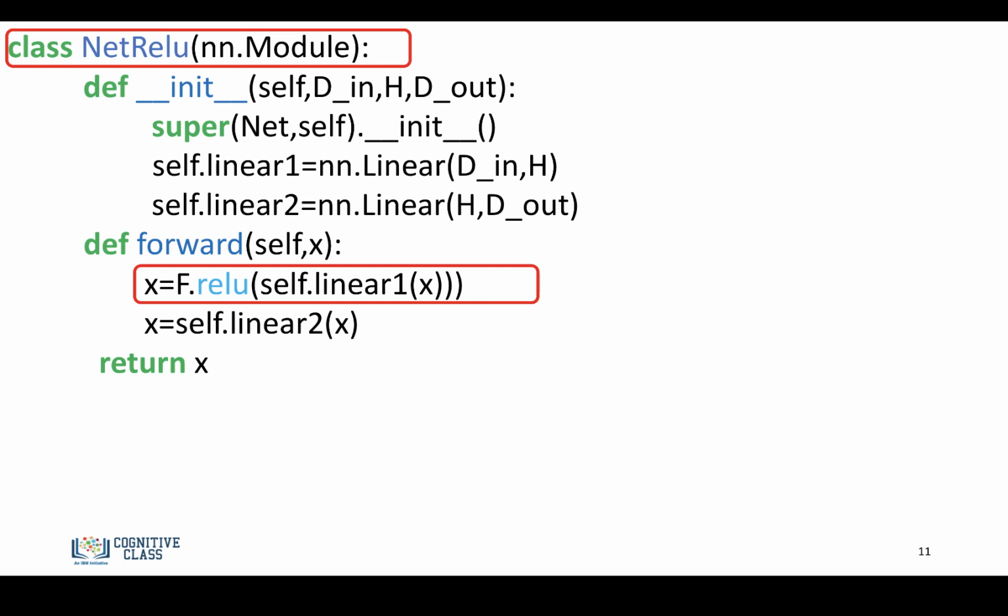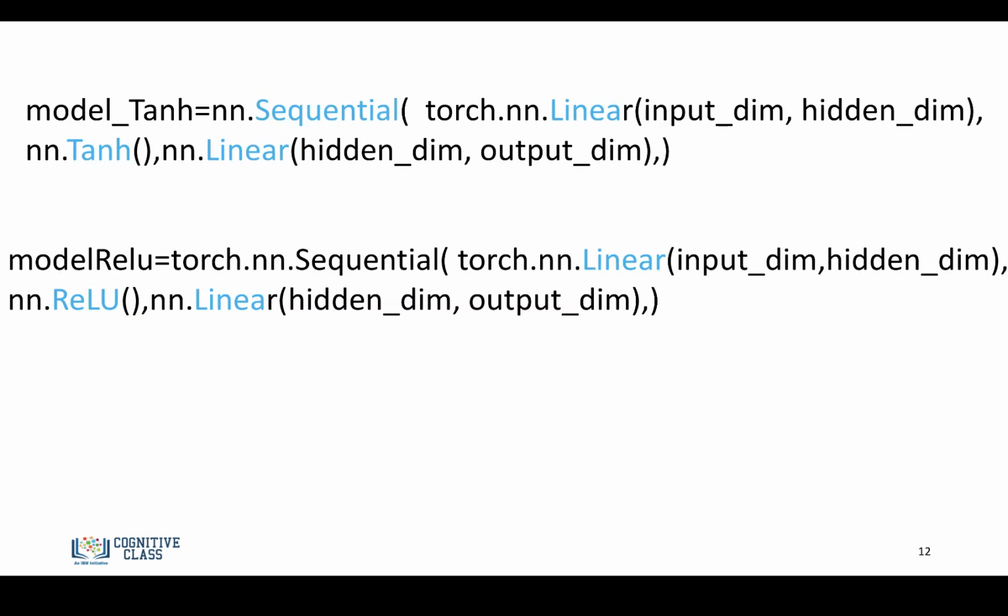Before we go on, let's see how we can create such activation functions using the sequential module. Using sequential, it's pretty similar. We just use nn.Tanh instead of nn.Sigmoid and nn.ReLU instead of nn.Sigmoid.